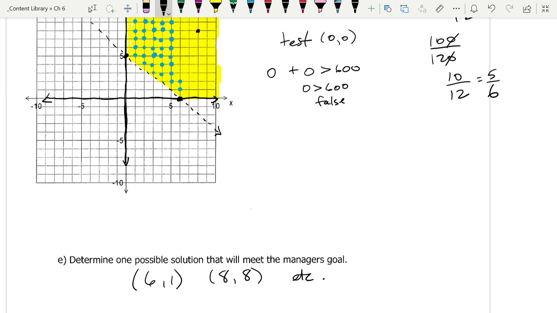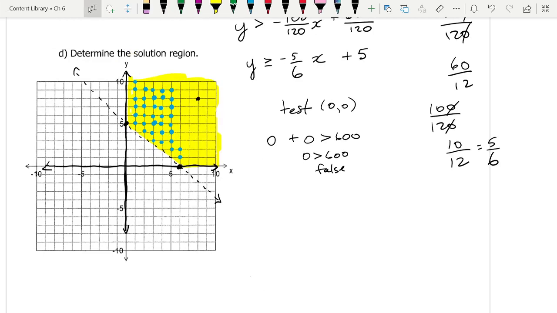Et cetera, et cetera. How many solutions are there? This goes on forever. There's infinite solutions. Now, obviously, there's going to be some sort of limit. This store could have millions of skis and millions of snowboards. There's got to be some sort of limit. But it didn't tell me what the limit is, so that's my solution. It's all of the integers in this yellow zone.